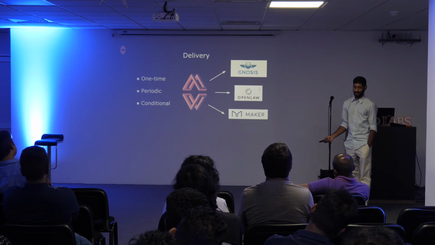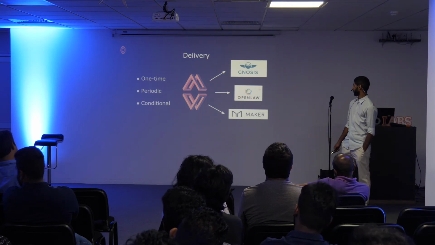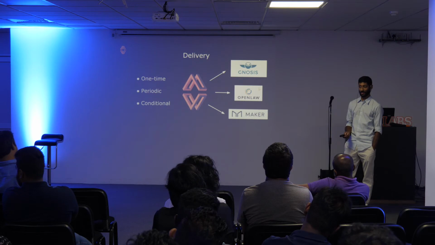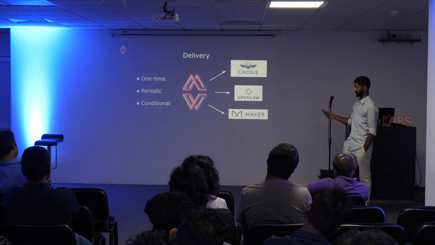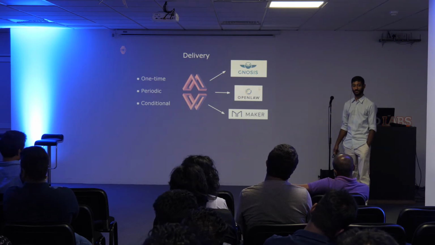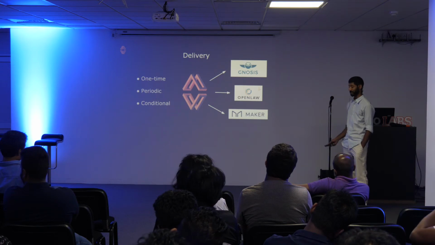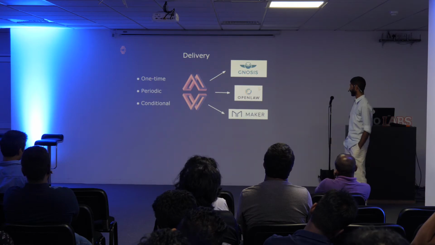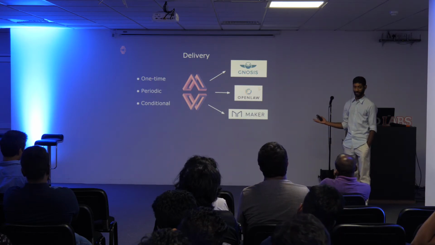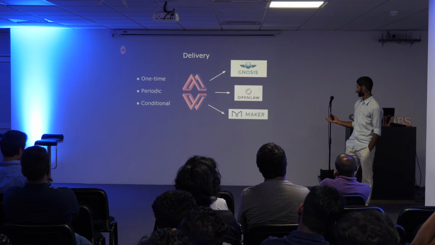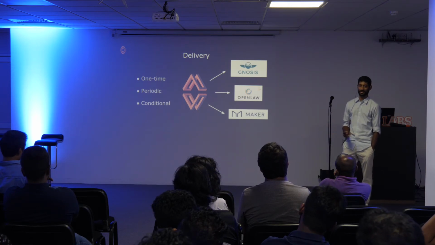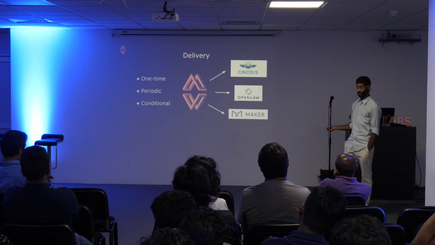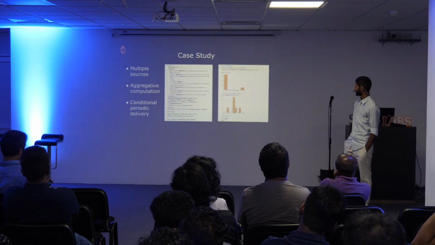And lastly, there's a delivery phase. So we talked about prediction markets, Shyamalan did, and Gnosis, Augur is another really well-known one. They only need a one-time signal, like who was elected president for this particular election. Then there's a periodic delivery, like with OpenLaw, for the price of gold. And lastly, there's a conditional delivery. I'll go into that use case next.